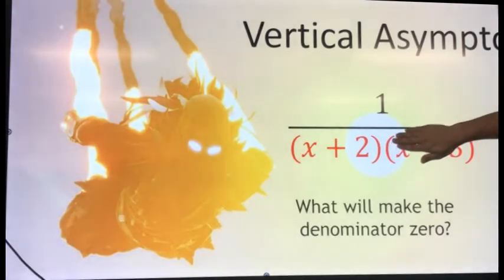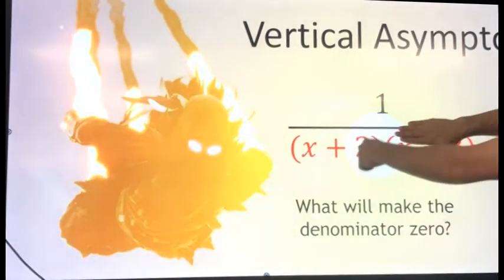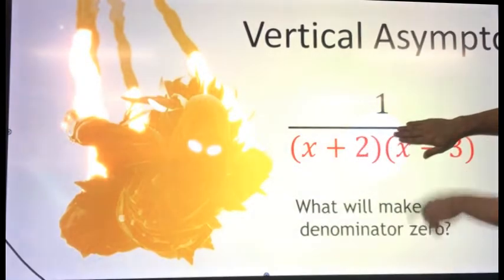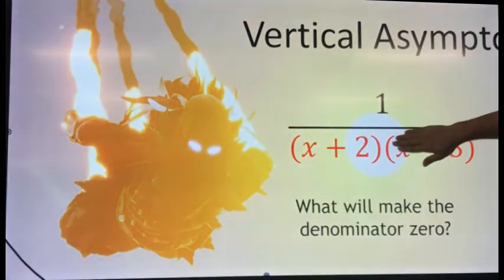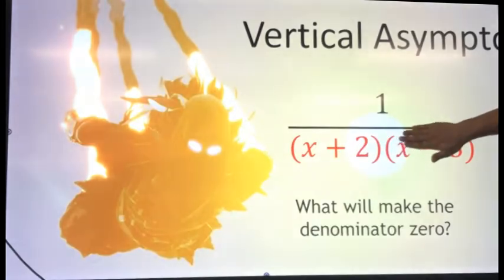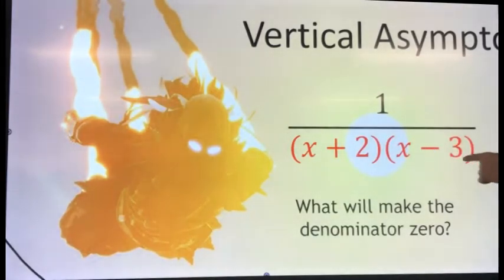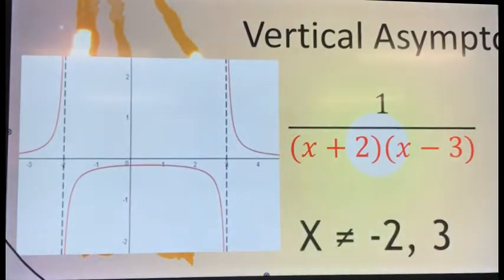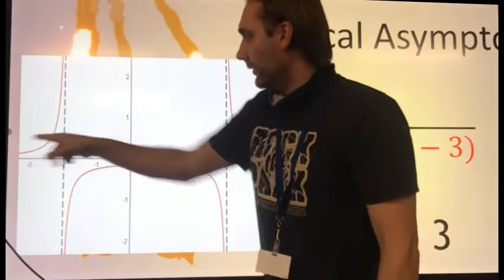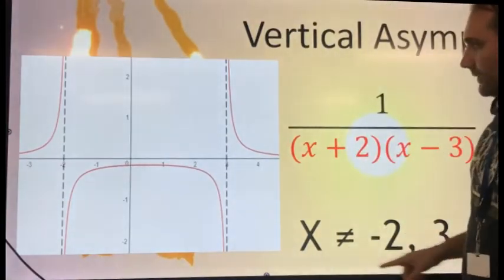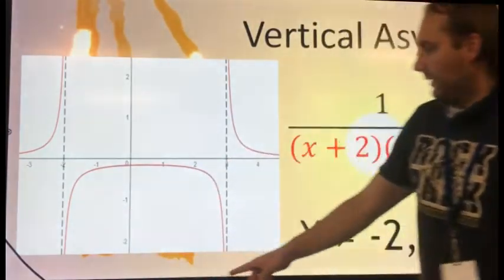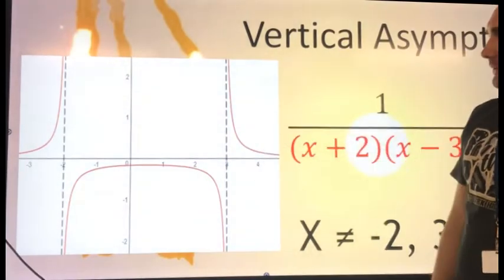What plus 2 is 0? Negative 2, right? Just take this sign and flip it. Because you know if you add the opposite sign of something, you get 0. So negative 2 will give me a vertical asymptote. And what minus 3 is 0? Plus 3. Very good. So my domain is going to be all real numbers except for x cannot equal negative 2 and 3, where I have vertical asymptotes.